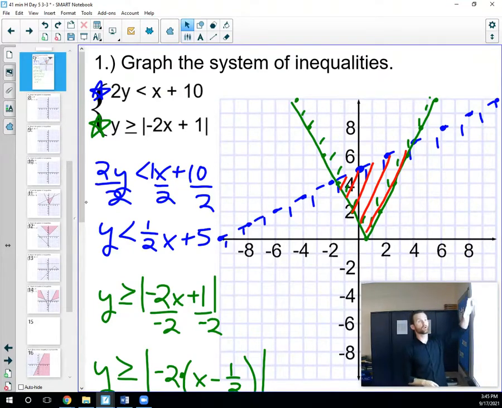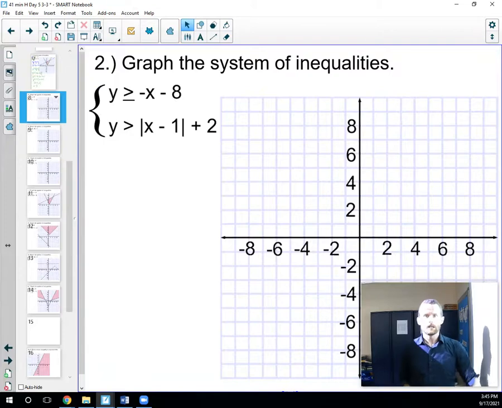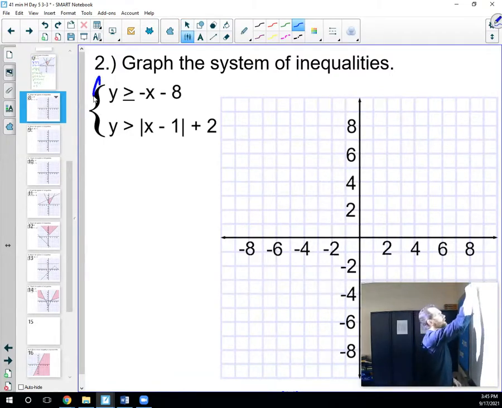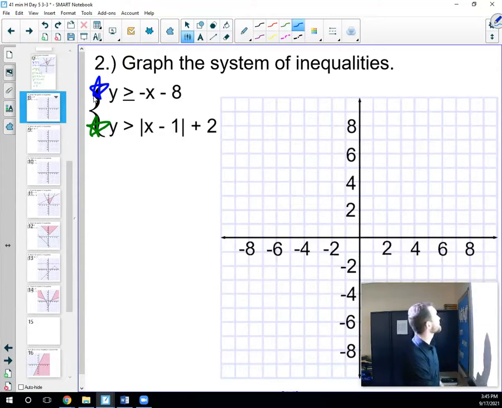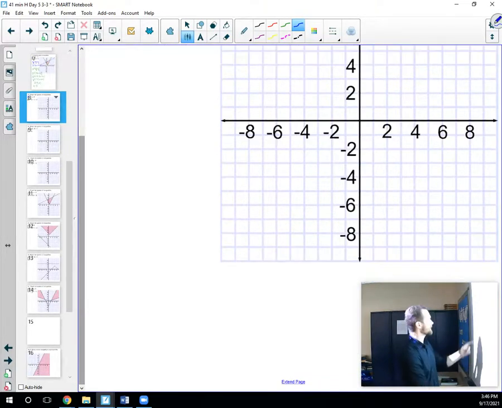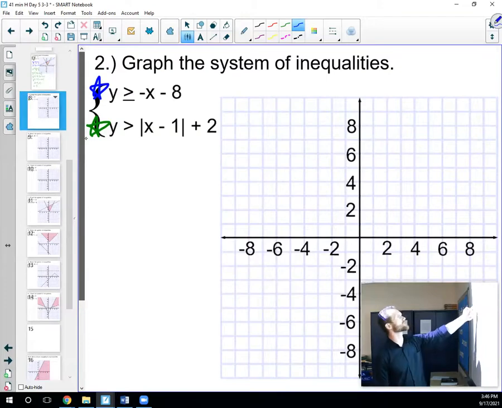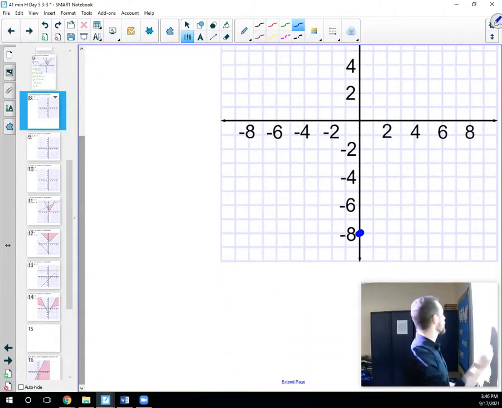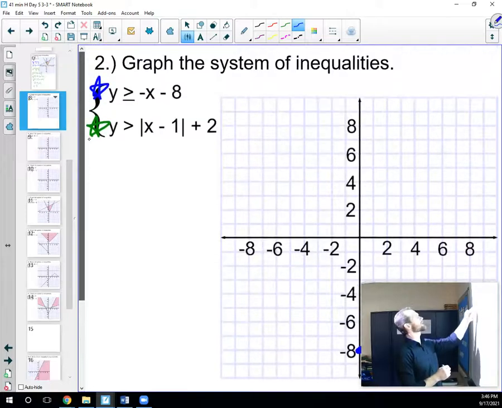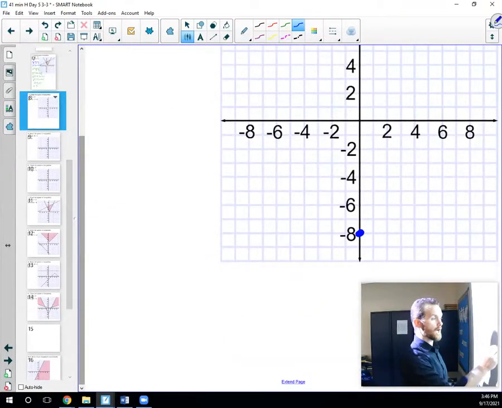Let's take a look at number 2. All right, so let's do that one in blue, this one in green. Right away we see that the blue has no absolute value, which means it's a line. And that's actually already in slope-intercept form. I need a little bit more space to get my face out of the way. So the y-intercept is -8, so I go to -8 on my graph. What was the slope? It's a -1 for an m value, so I go down 1, right 1.